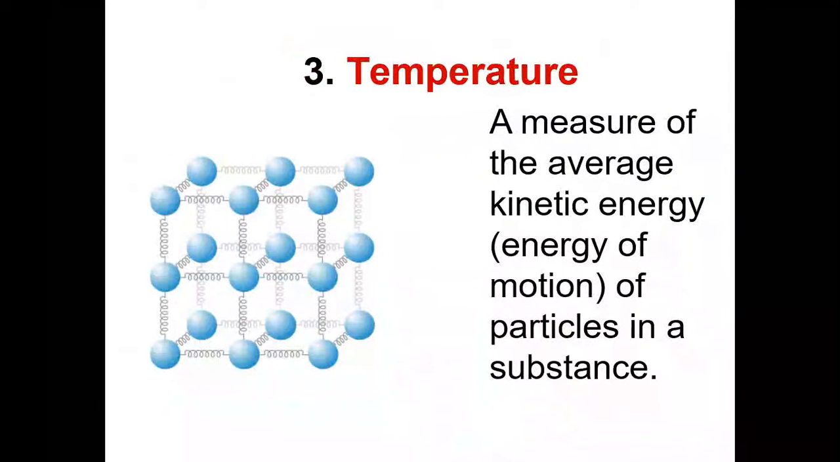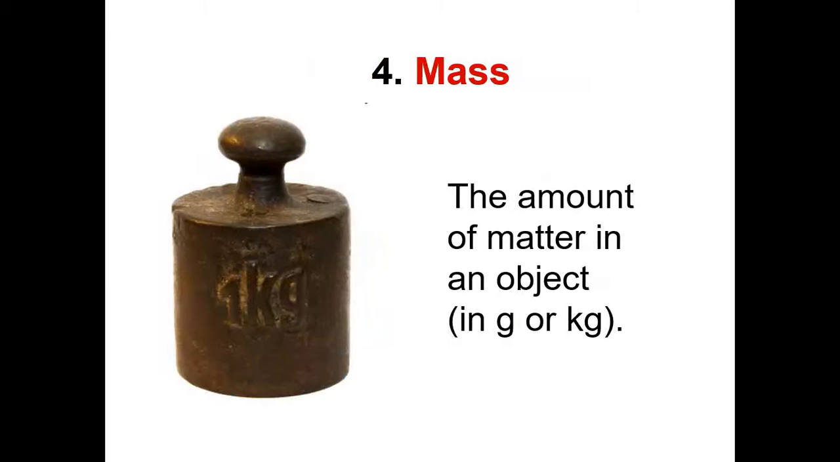Then we move to temperature. Temperature means how much kinetic energy is inside or between the particles. As we took before, temperature measures the kinetic energy of the particles. When they move faster, the temperature increases. So this is also another physical property.